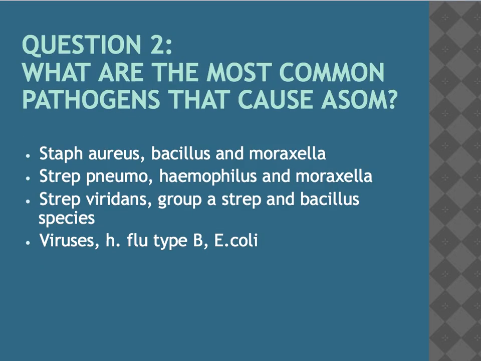Congratulations. Question 2. What are the most common pathogens that cause acute otitis media? Staph aureus, bacillus and moraxella; strep pneumo, haemophilus and moraxella; strep viridans, group A strep and bacillus; or viruses, H. flu type B, and E. coli? If you said strep pneumo, haemophilus, and moraxella, you were correct. Congratulations.